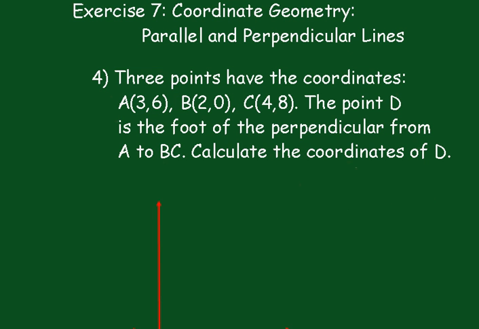Exercise 7, coordinate geometry, parallel and perpendicular lines. Number 4. Three points have the coordinates A (3, 6), B (2, 0), and C (4, 8). The point D is the foot of the perpendicular from A to BC. Calculate the coordinates of D.